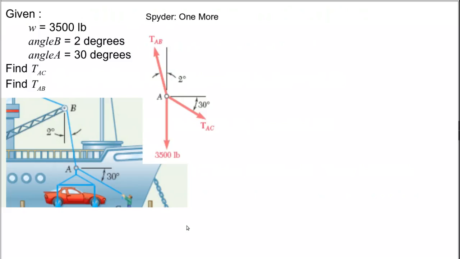There's still another way to do it. One more way, let's look at our free body diagram. Instead of making x horizontal and vertical, we can align the x-axis with TAC and the y-axis perpendicular to that. When we do that, we'll notice the angle between our weight and our x-axis is 60 degrees, and the angle between our y-axis and TAB is 32 degrees.